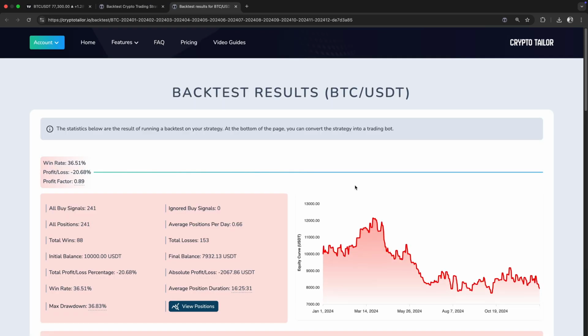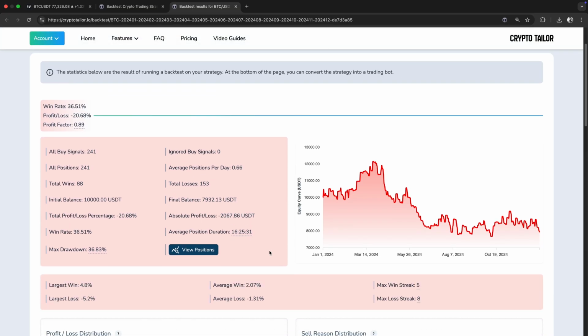As you can see, although this strategy looked promising on the chart, the results show that if we had used this setup throughout 2024, we would have ended up with around a 36% win rate and a total loss of about 20% of our capital. This strategy has a 36% max drawdown, which is quite high and indicates a significant decline from the highest point in the balance during the year. The equity curve shows a steady downward trend, meaning the account balance kept dropping over time.